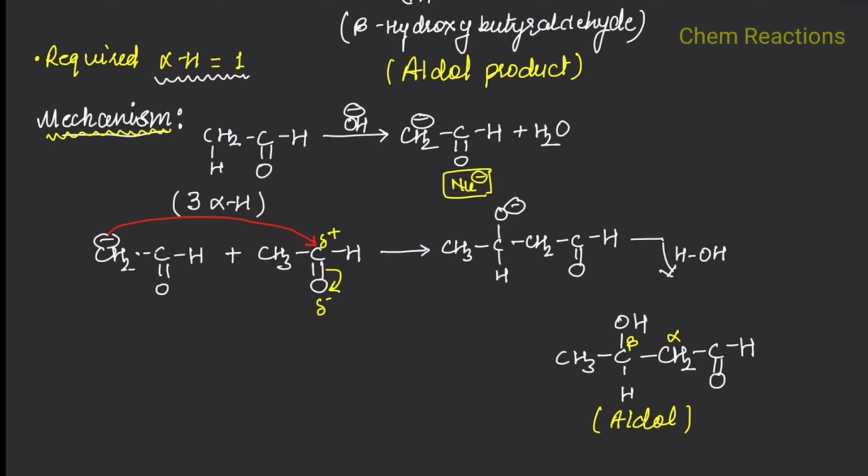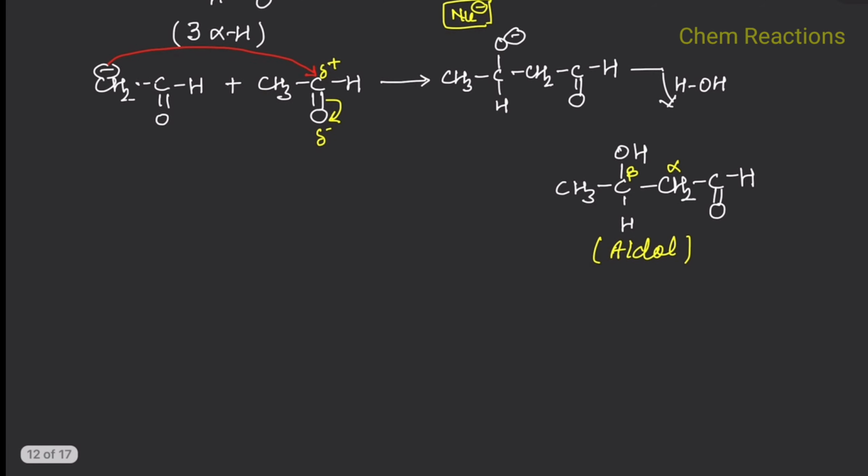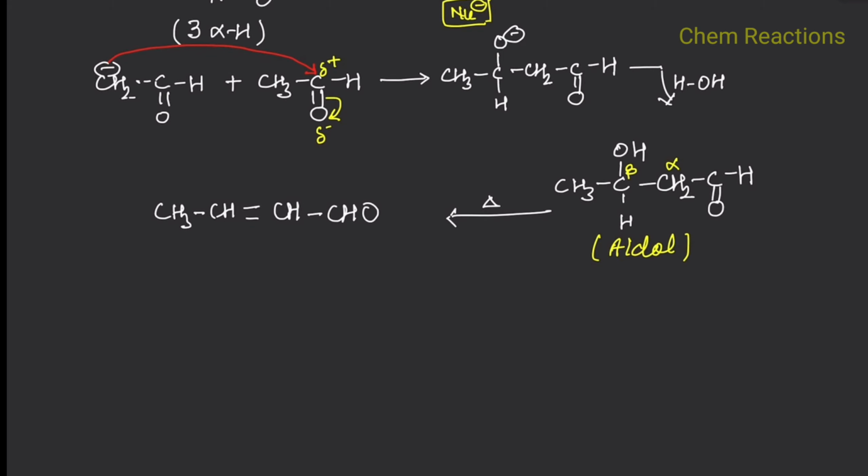Now let's see what happens in the very next step. As we know, a water molecule is eliminated because heat is given in this reaction. When you heat this aldol product, the hydrogen on the alpha position and the OH on the beta position are eliminated. So at the end we get the final product, and the product looks like this, as we have obtained in the reaction above. This is aldol condensation.